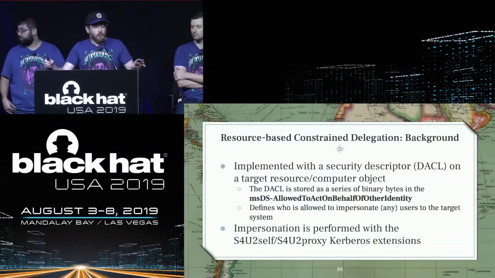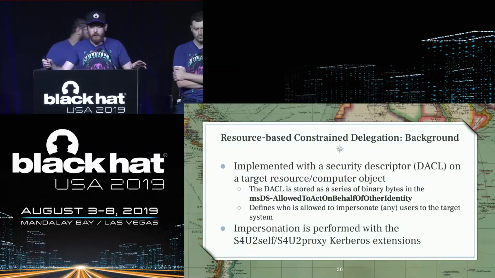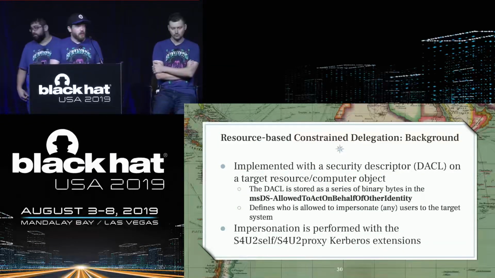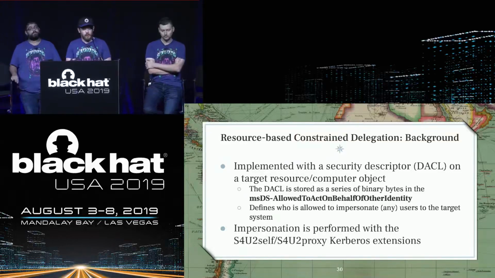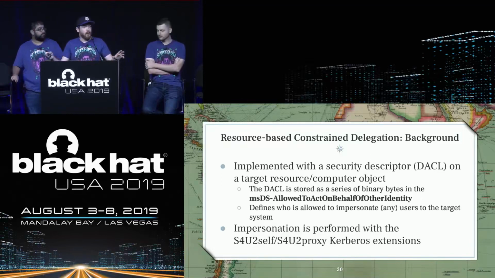But diving a little bit deeper into how resource-based actually works, I'm not going to spend 10 minutes going over all the Kerberos internals. Resource-based constrained delegation is implemented as a security descriptor, a discretionary access control list, on a target resource or computer object. So this DACL is stored as a series of binary bytes, and the msDS-AllowedToActOnBehalfOfOtherIdentity, it's a bit of a mouthful, property. This is just a simple ACL that defines who is allowed to impersonate any user to that target system. The impersonation itself is executed through a series of two Kerberos extensions called S4U2Self and S4U2Proxy.